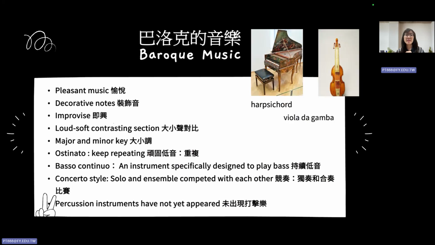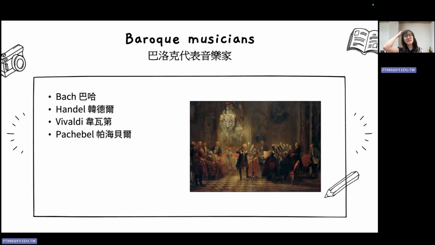And during this time, percussive instruments have not yet appeared。这时候还没有打击乐, only the strings, keyboard instruments, and so on. Okay. And these are Baroque musicians: Bach, Handel, Vivaldi, and Pachelbel.